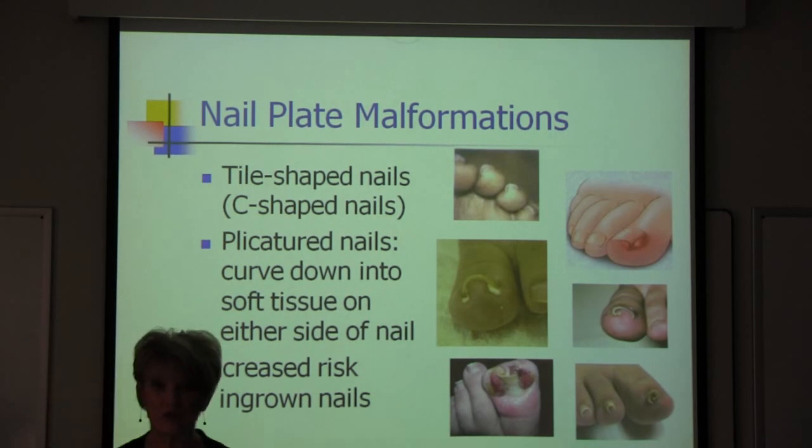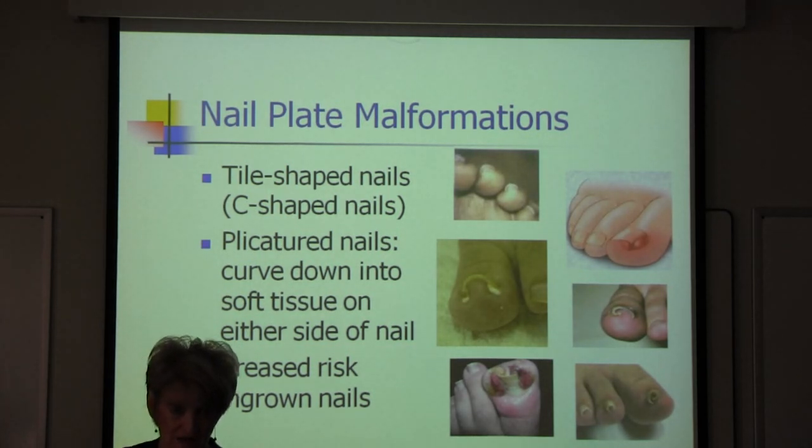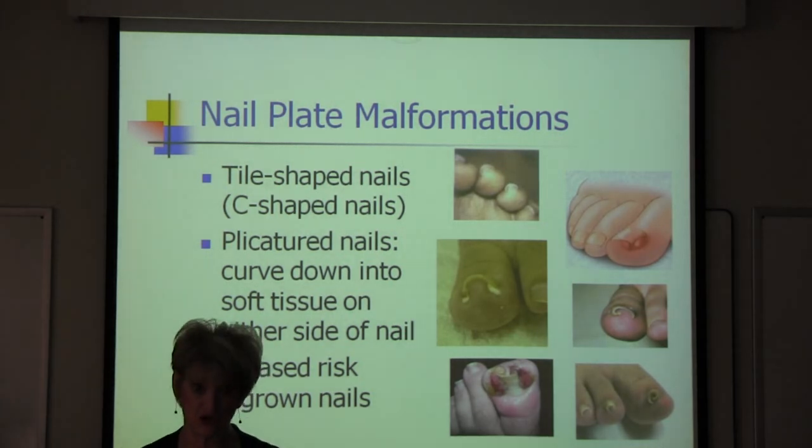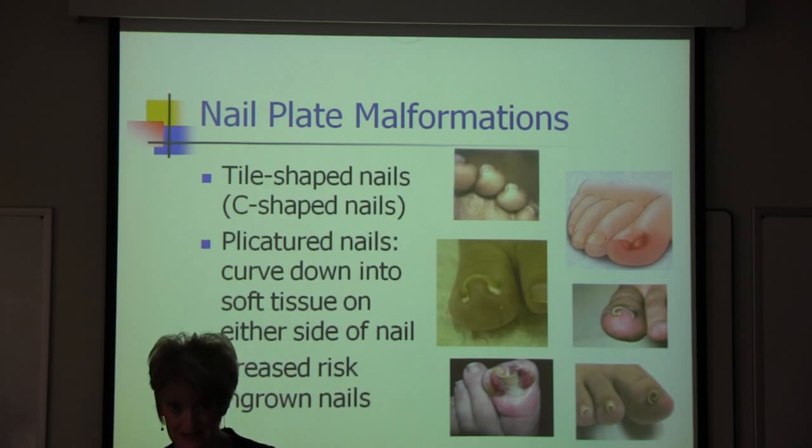C-shaped nails, easy to remember, very descriptive, but you should also know the term tile-shaped nails, because that's the other term that's sometimes used. You should also know plicatured nails. So plicatured nails are nails that are literally curving down into the soft tissue, much more common when you've got that C shape.